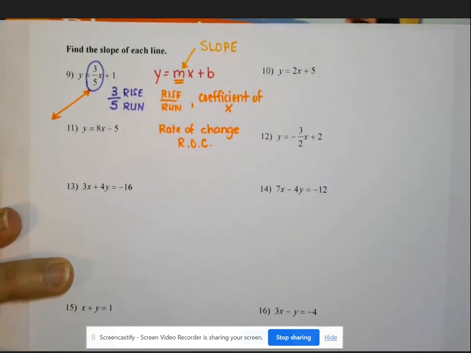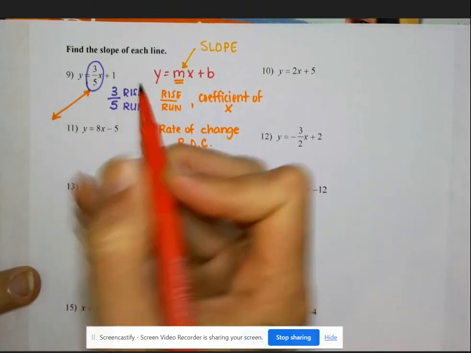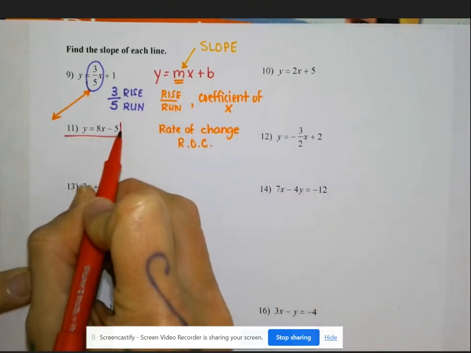If I look at number 11, you guys can type in the chat box. Don't holler out yet because I'll see how many people can give it to me. What's the slope in number 11?